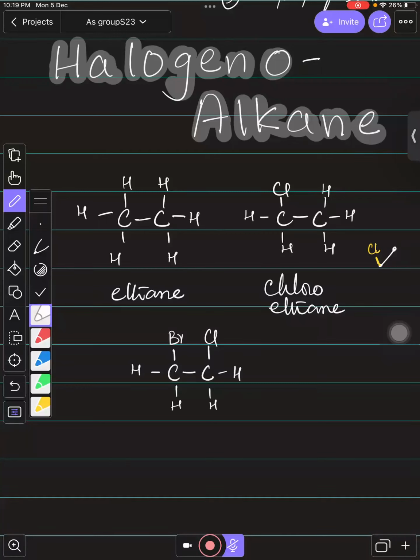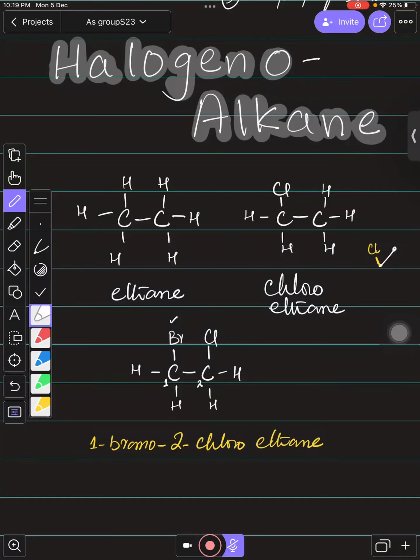So how can you name this? Remember, you need to start numbering from where the bromine is near, because in alphabetical order bromine is first. So this is the first carbon now, and this is the second carbon. So this is 1-bromo-2-chloroethane. This will be 1-chloro-2-bromoethane.